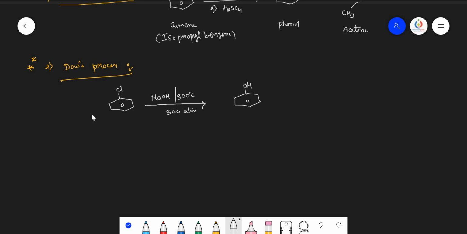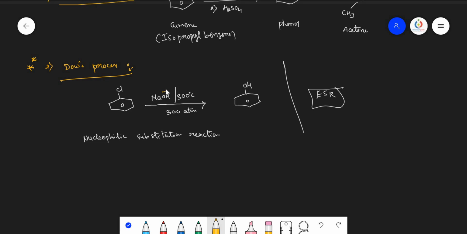Because this Dow process is the process in which benzene participates in the nucleophilic substitution reaction. Do you know actually benzene participates in the electrophilic substitution reactions? But in this reaction, benzene participates in the nucleophilic substitution reaction because OH minus replaces the chlorine, Cl minus. So one nucleophile replaces another nucleophile, giving the phenol.